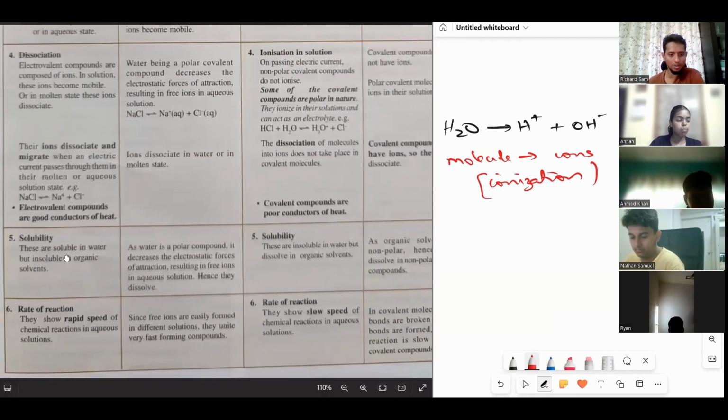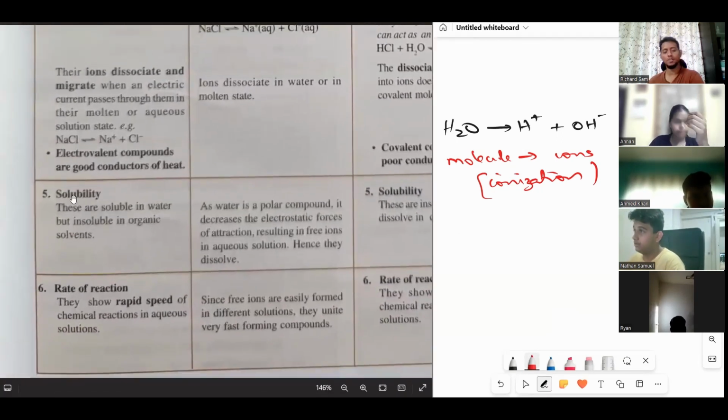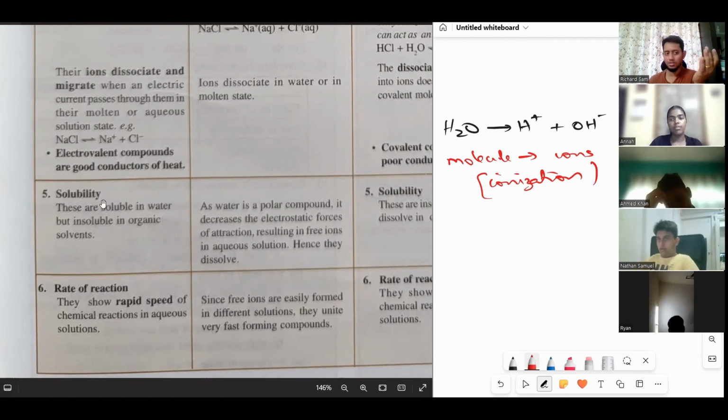Okay. The last two points are here. Solubility. Electrovalent compounds are soluble in water. Just think of NaCl, salt. When you put salt in water, what happens? It dissolves, right? So all electrovalent compounds are soluble in water, but they're insoluble where? In organic solvents. Remember there are two types of solvents. Water is one solvent, which is called the universal solvent, and the other is organic solvents. Organic solvents means solvents that contain carbon in them. Anything that has carbon is called organic. So they are soluble in water but insoluble in organic solvents.